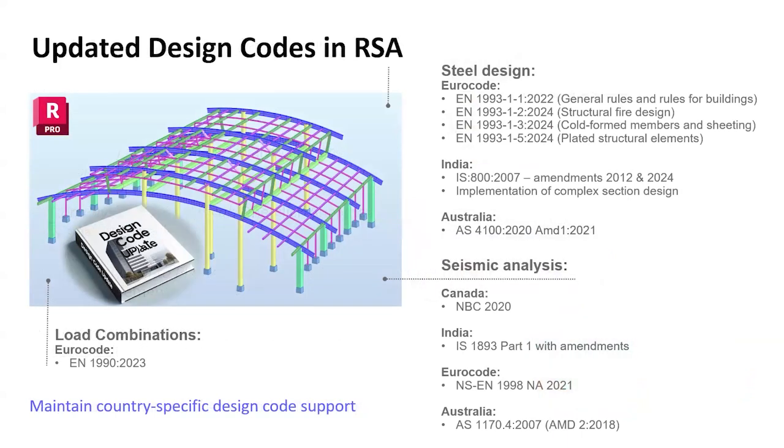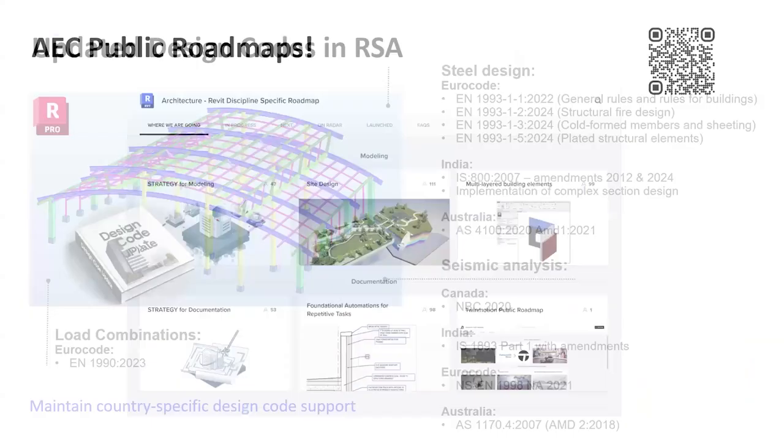So Robot Structural Analysis 26, coming along with Revit, introduces enhanced support for country-specific design codes, ensuring compliance with regional standards. So that's in India, Europe, Australia, and Canada.